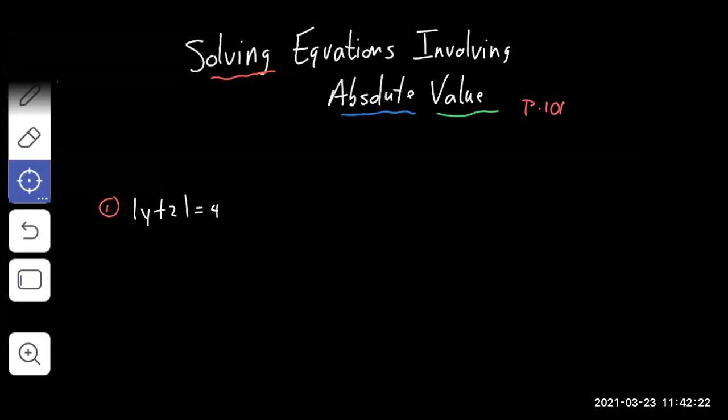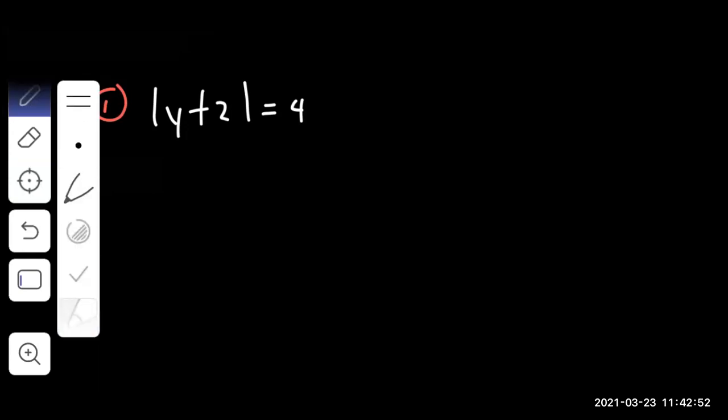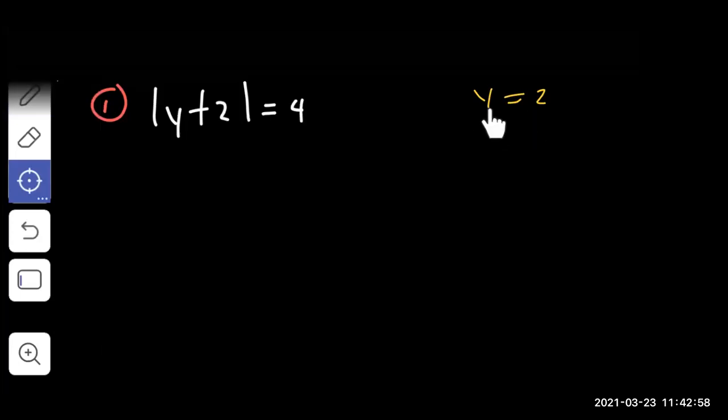But now let's solve an equation involving absolute value. Let's have a look at this one: the absolute value of y plus 2 equals 4. The idea here is to find what value I should substitute here so that when I add 2, I get 4. Can someone tell me what value I can substitute here? Which value should I place? Which number plus 2 can I get +4? Someone said 2. Okay, I'm going to write that down. You're saying that the answer is 2.